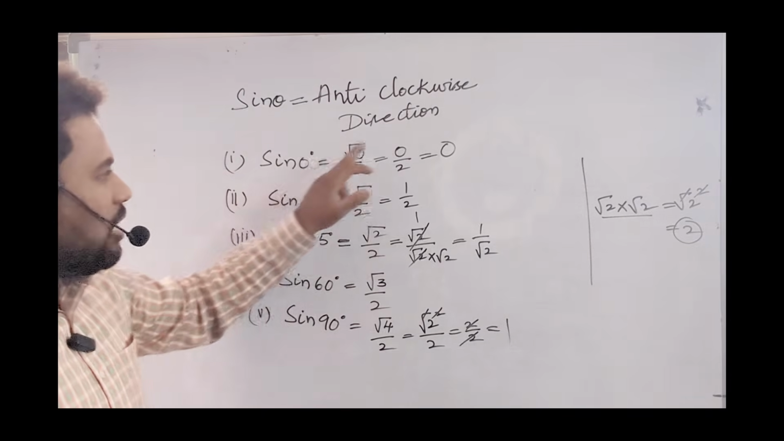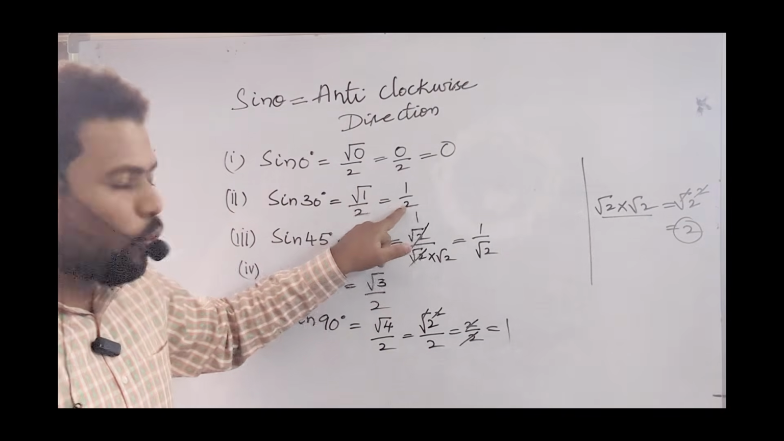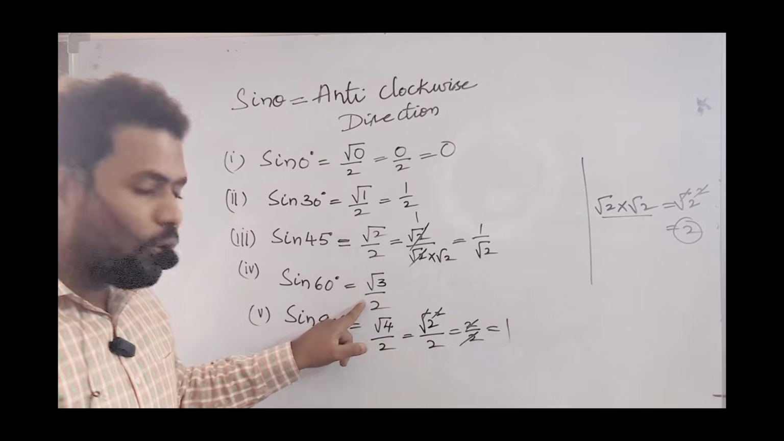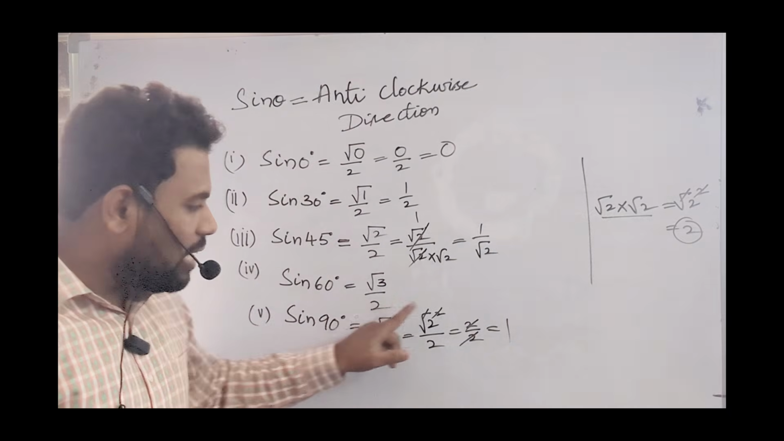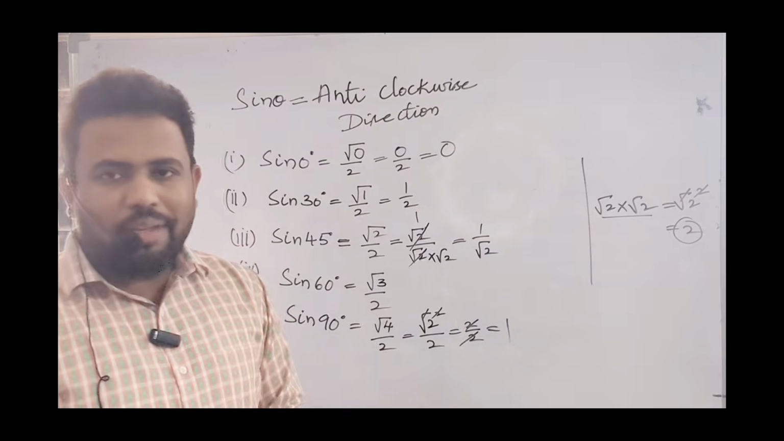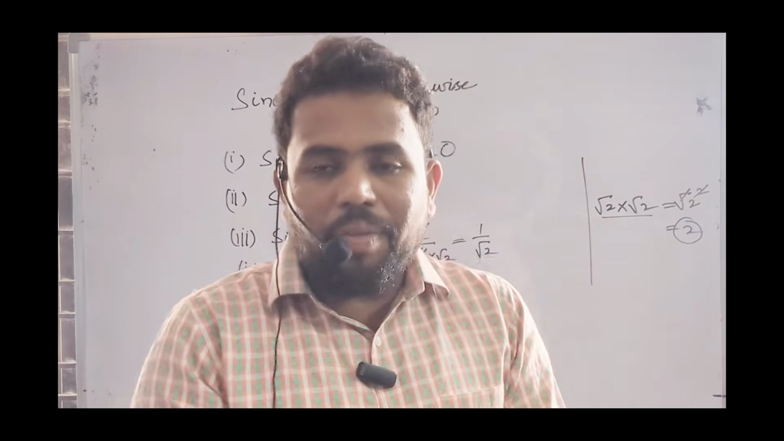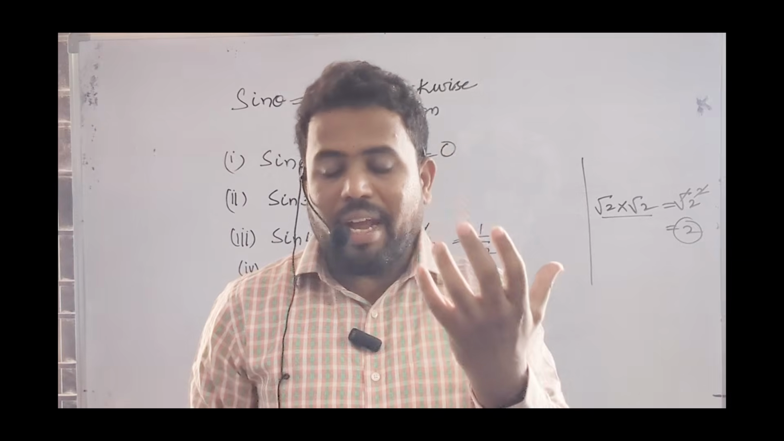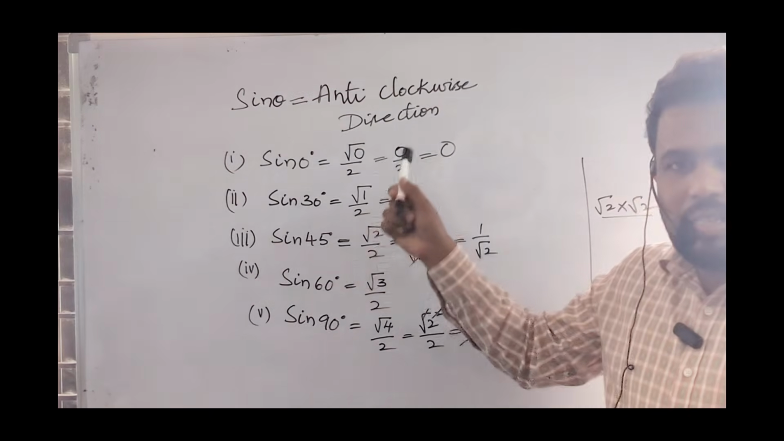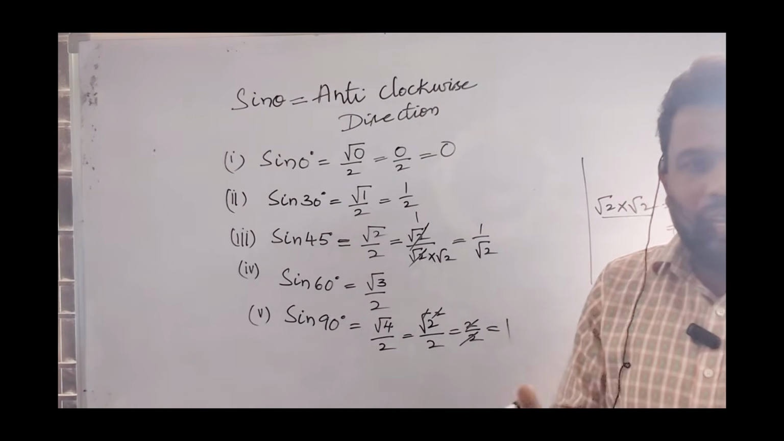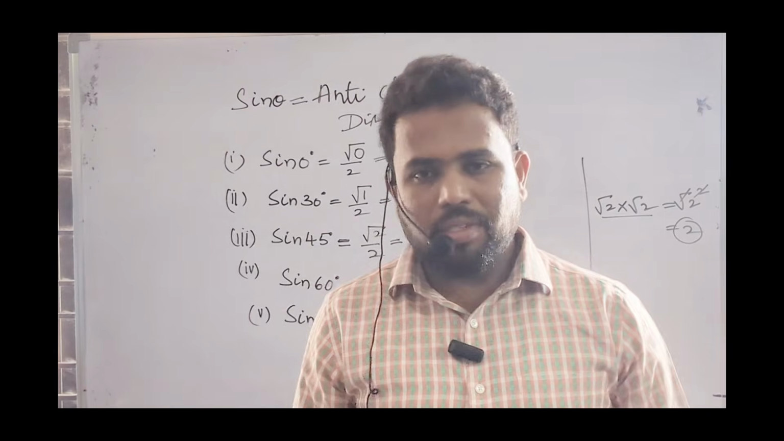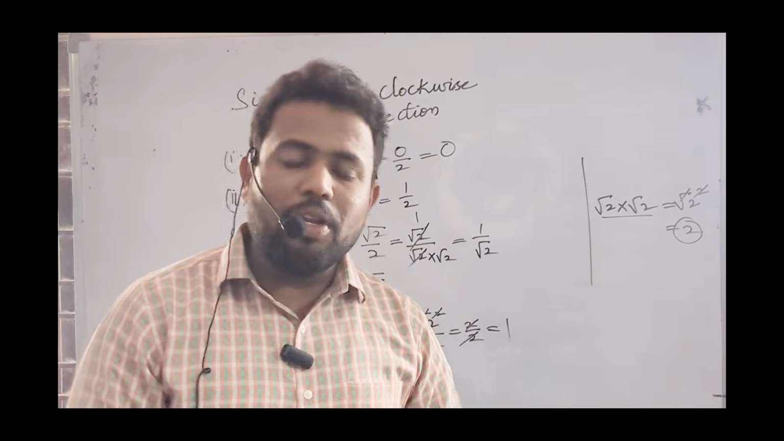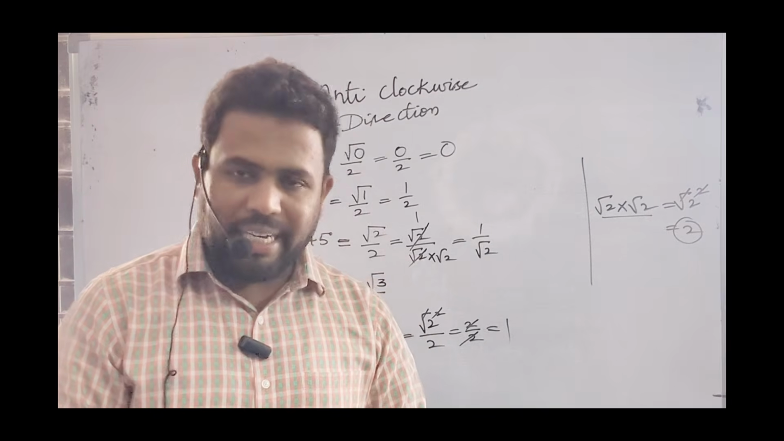Okay, so sine 0 is 0. Sine 30, 1 by 2. Sine 45 degree, 1 by root 2. Sine 60 degree, root 3 by 2. Sine 90 is 1. Okay, see, here we did not mug up. Just these 5 fingers of your left hand help you to get all these 5 values. Which is very amazing, right? Simple. Clear? Okay. Now similarly, we will find the values of cos and tan.